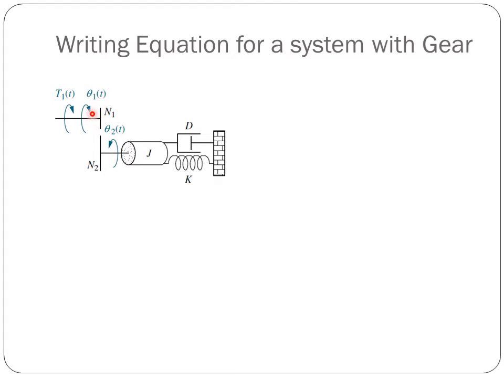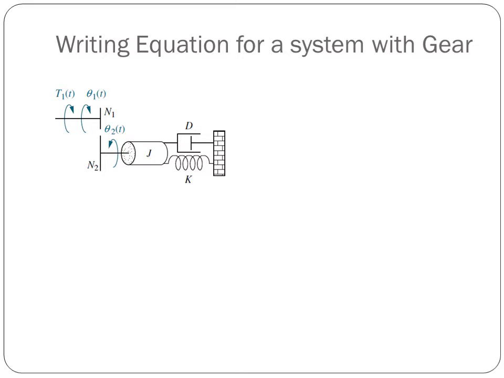We have only two displacements here, theta 1 and theta 2. Theta 2 is active from here to here, and we can see that this damper and spring are also attached to theta 2, and there is no displacement here because this is a fixed wall. So now we need to write the equation for this system.